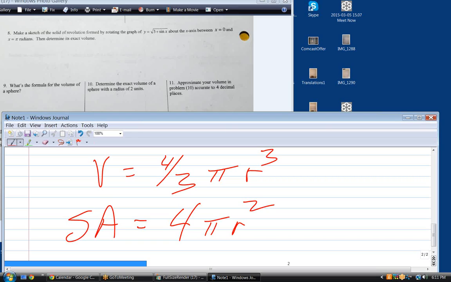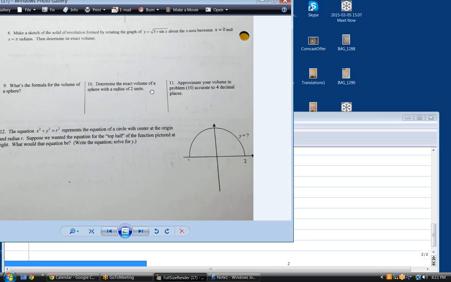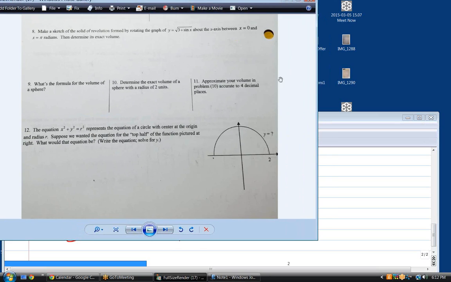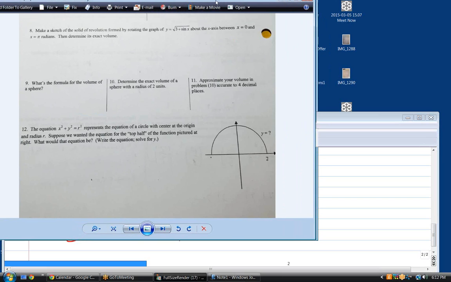So, determine the exact volume of a sphere with a radius 2. Well, that's not too tough. Approximate your volume to 4 decimal places. Also not that much of a problem. I don't even know why those kind of problems would be on here, but no idea. Okay, number 12.